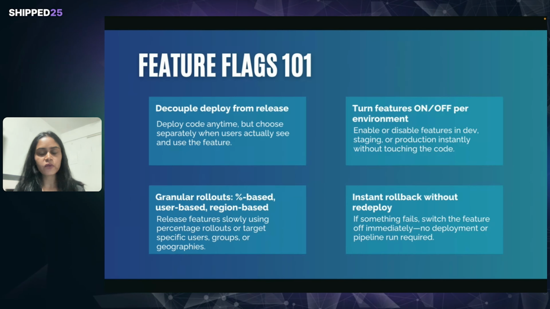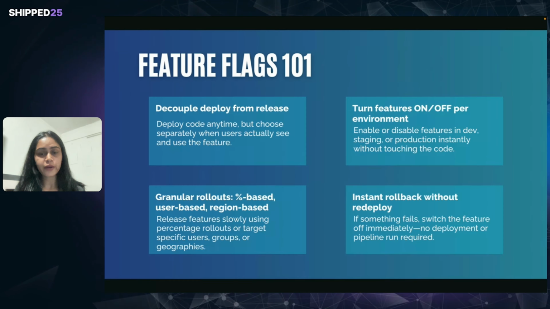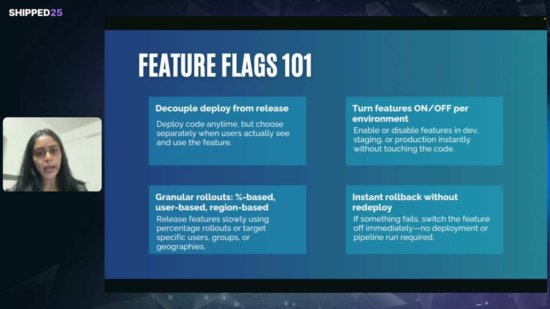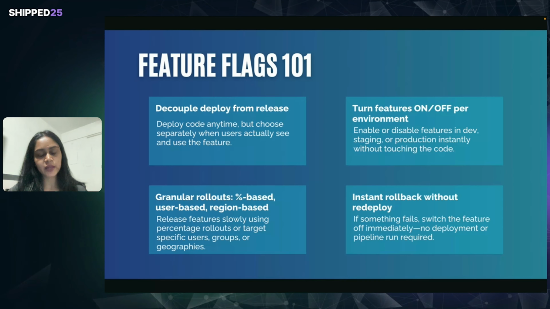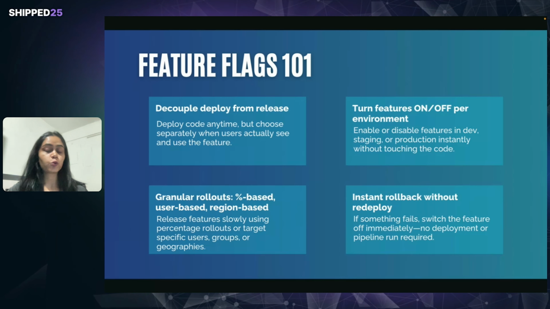One of the benefits of feature flags is decoupling from your releases. You can push your code into production and let it sit there quietly for some time, and then you can reveal it only when it's truly ready.